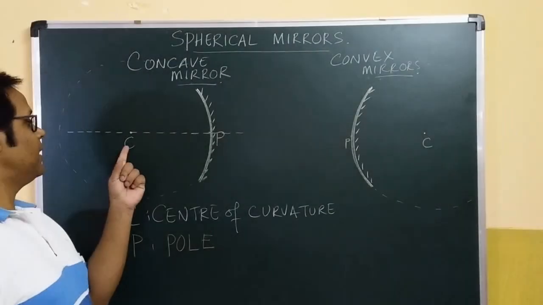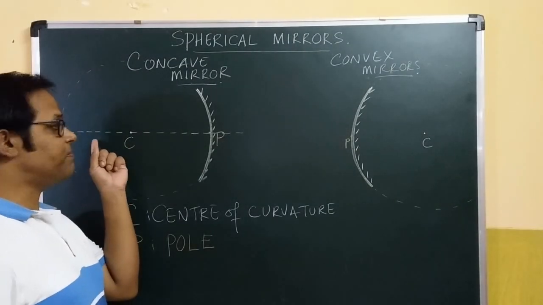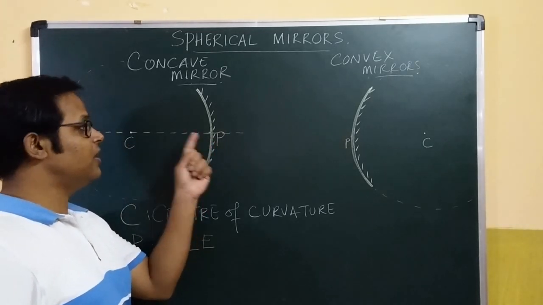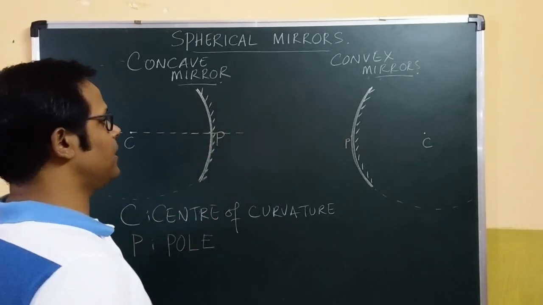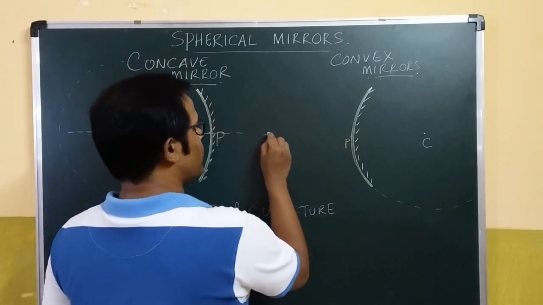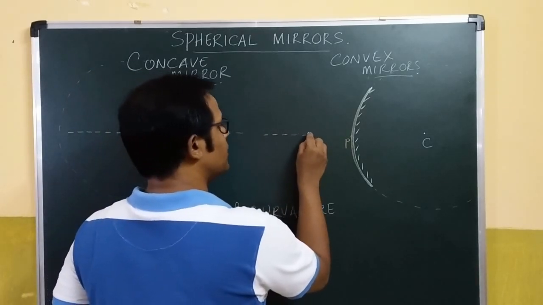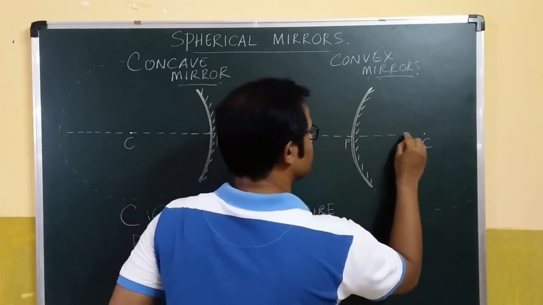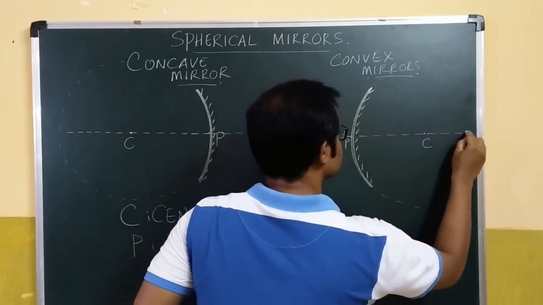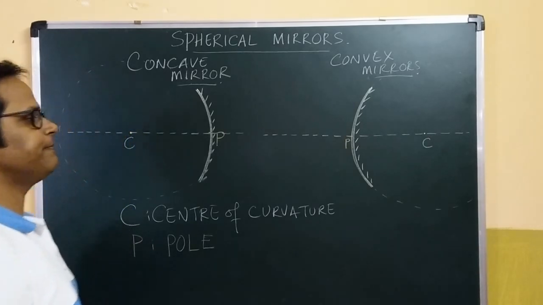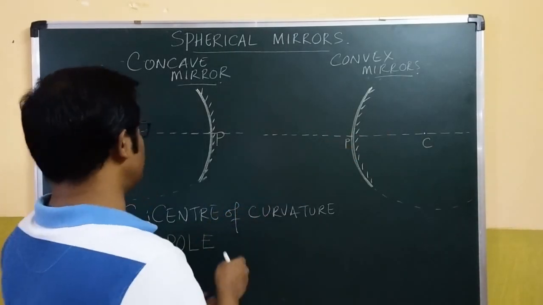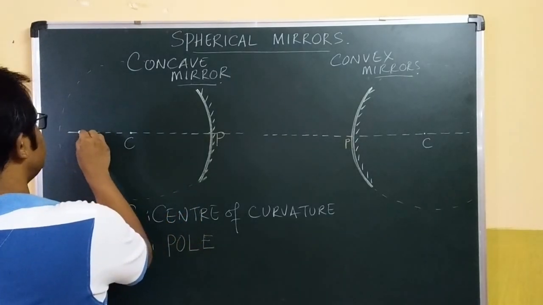Right? A straight imaginary line passing through the center of curvature and the pole of the mirror is called your principal axis. In the same way we can show it for a convex mirror. A line joining the pole and the center of curvature is called the principal axis. So definitely it can be drawn as a bold line, not a big issue about it, right? So let me draw it for you.